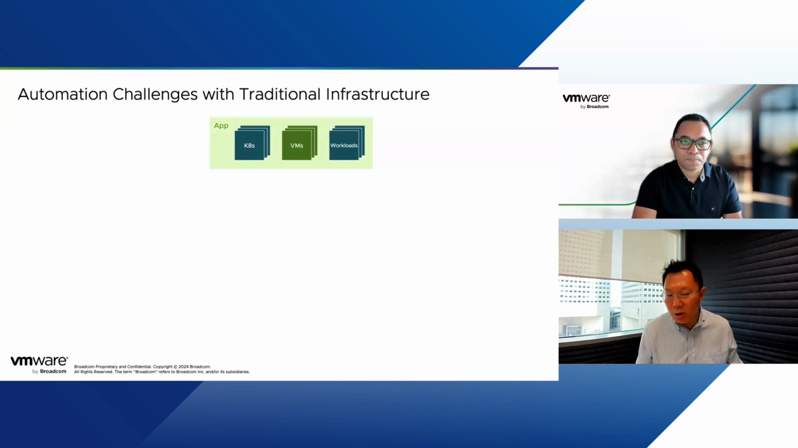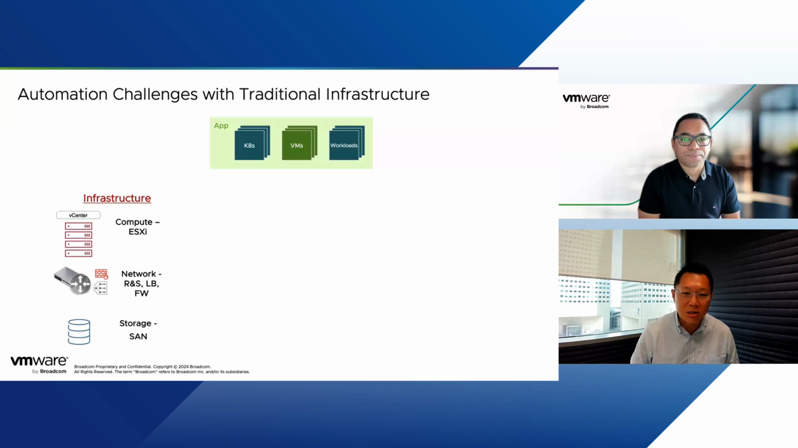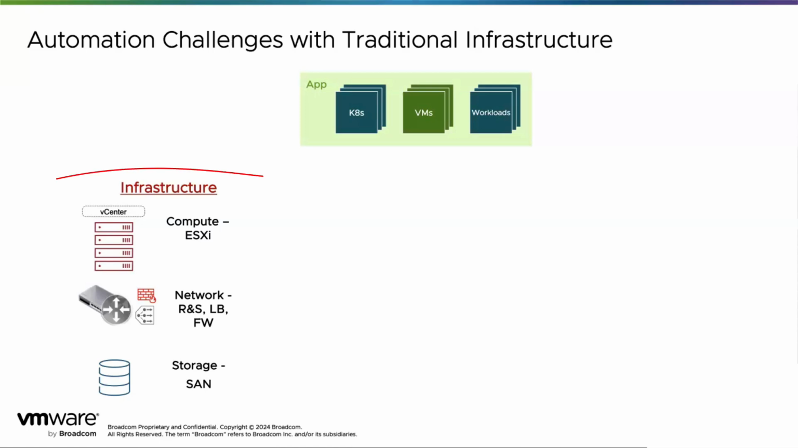You have Kubernetes workloads, you have VMs, and many other workloads running on your cloud. But if you look at how the infrastructure is built to support all these applications, a lot of times you'll find yourself still managing a 3-tier architecture, right? The compute, network and storage. And you've done quite a fair bit on virtualization on the compute side.